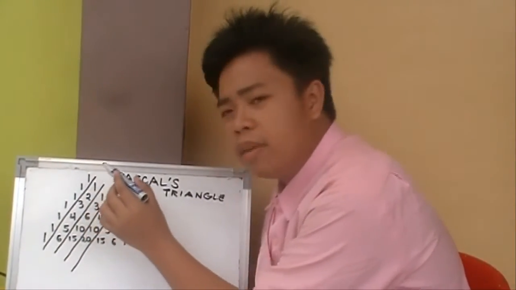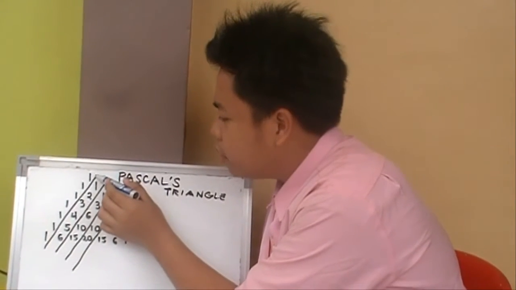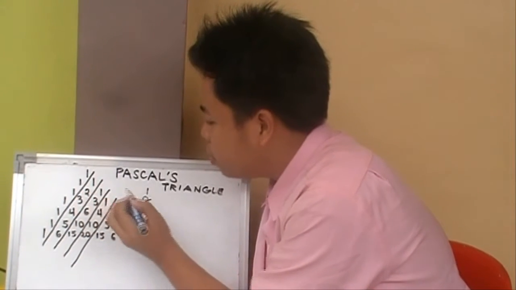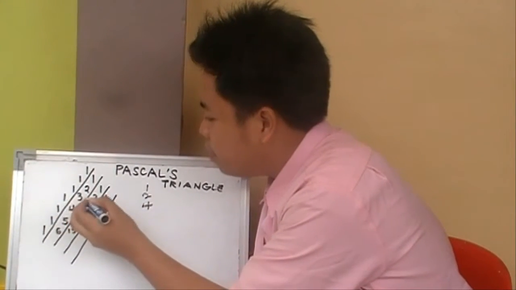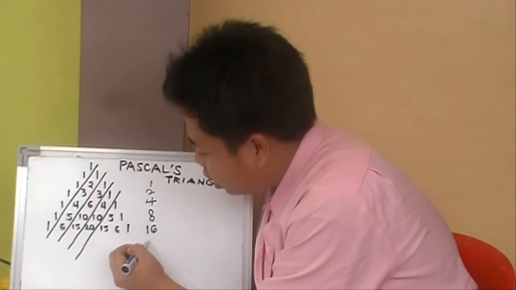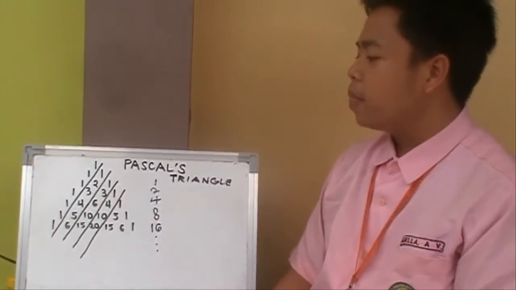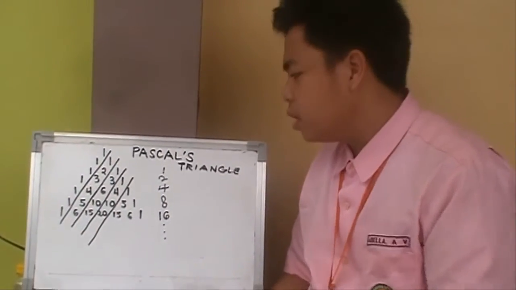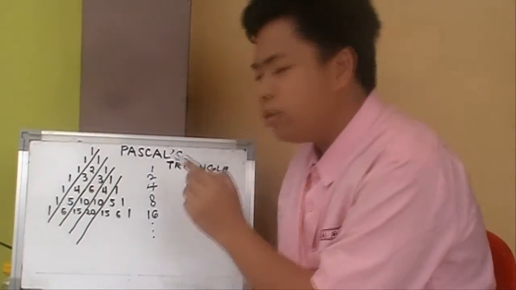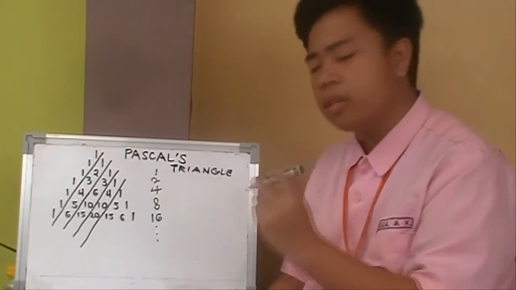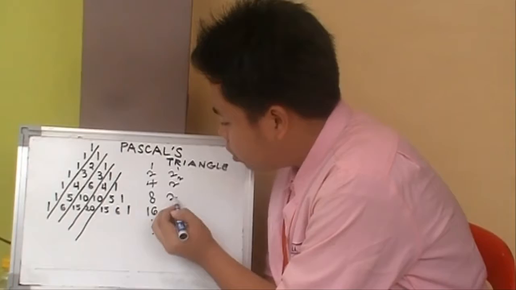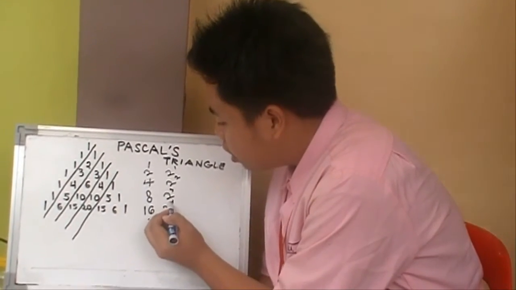As you can see, the first row is 1, so 1. 1 plus 1 is equal to 2. 1 plus 2 plus 1 is equal to 4. 1 plus 3 plus 3 plus 1 is equal to 8. And next is equal to 16, and so on. For every row you descend in the Pascal's triangle, you double the powers of 2. So this is 2 raised to 1, 2 squared, 2 cubed, and 2 raised to 4, and so on.